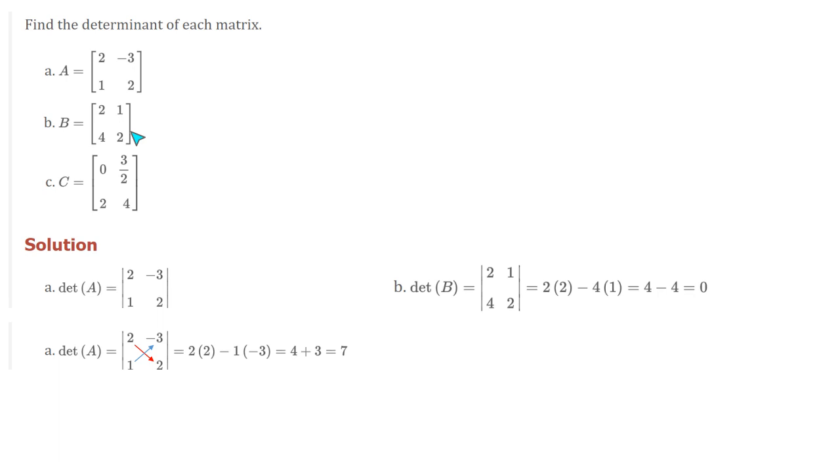And then for B, we would multiply again. 2 times 2, and then negative 4 times 1. So we get 4 minus 4 is equal to 0. Okay, so go ahead and try letter C. I'll give you a couple of seconds to try it.